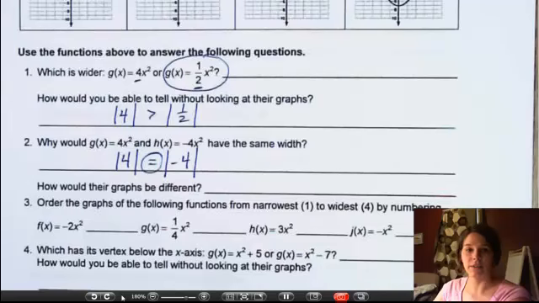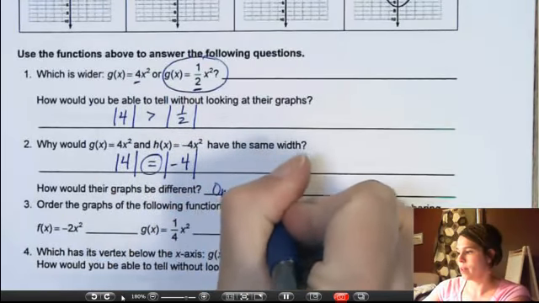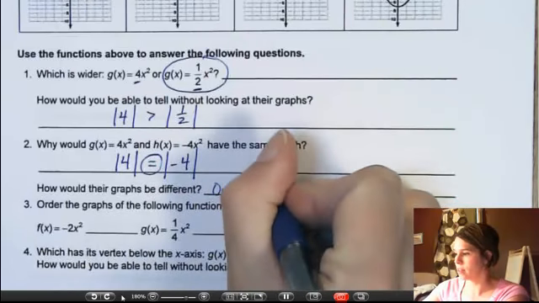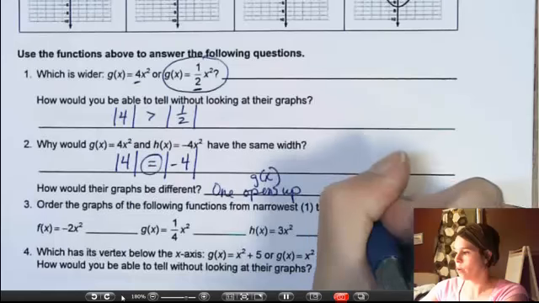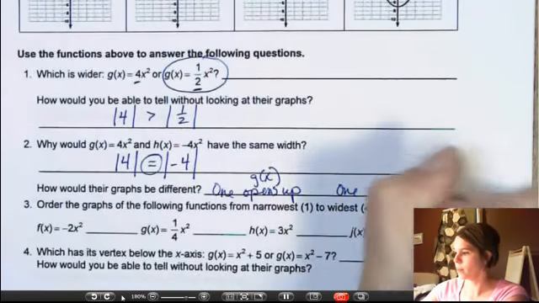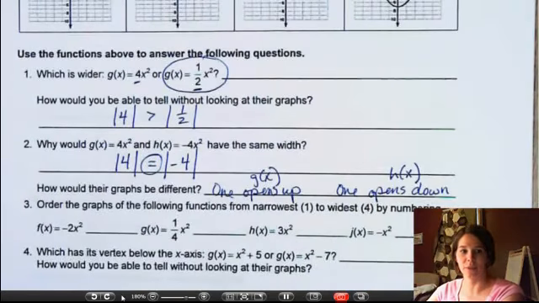How would their graphs be different? Remember with that a value, if it's positive or if that a value is negative, one opens up, specifically g of x, and one opens down, h of x, since h of x has the negative a value.